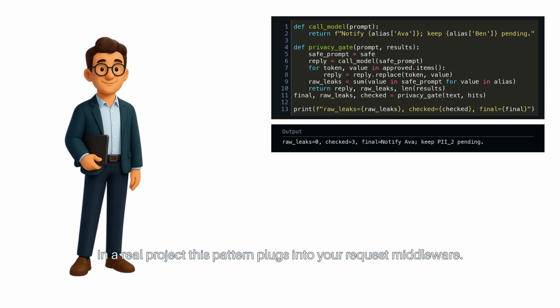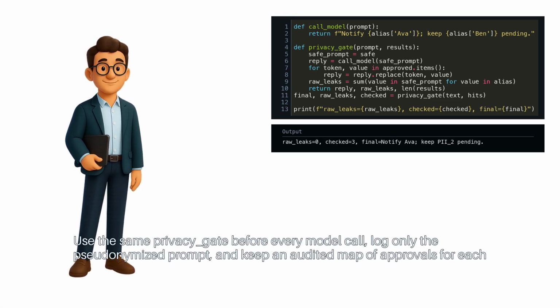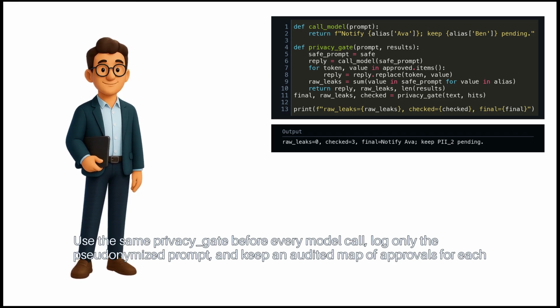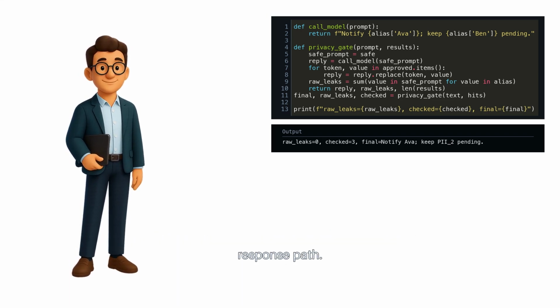In a real project, this pattern plugs into your request middleware. Use the same privacy gate before every model call. Log only the pseudonymized prompt, and keep an audited map of approvals for each response path.